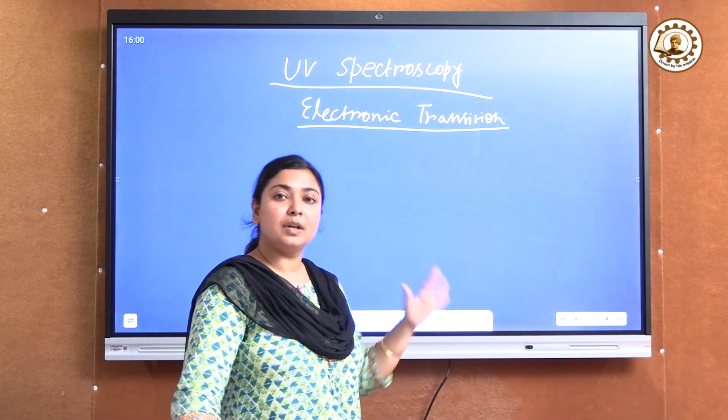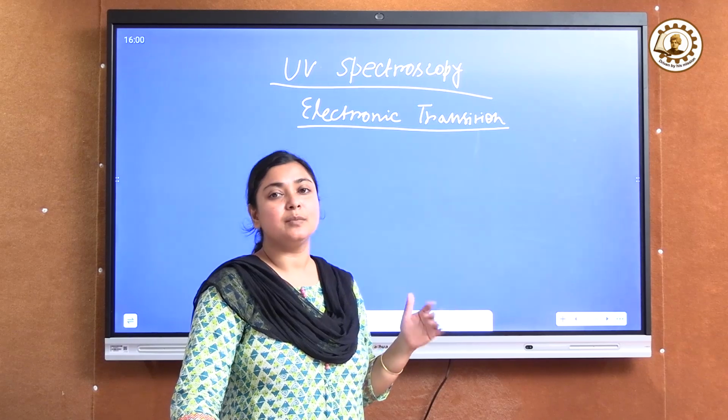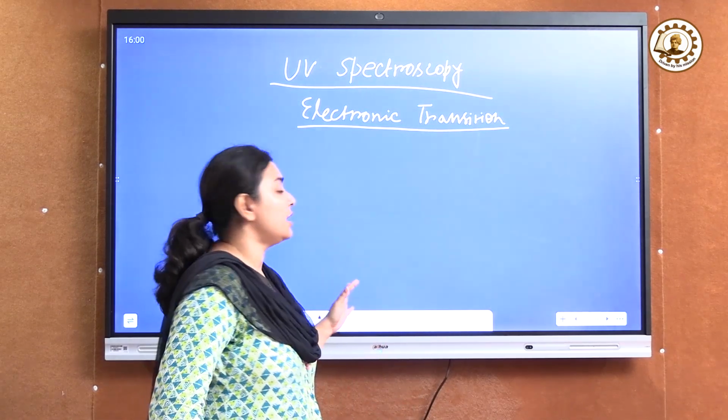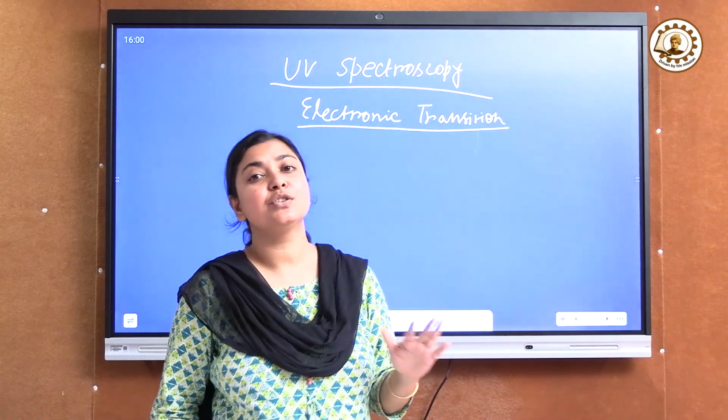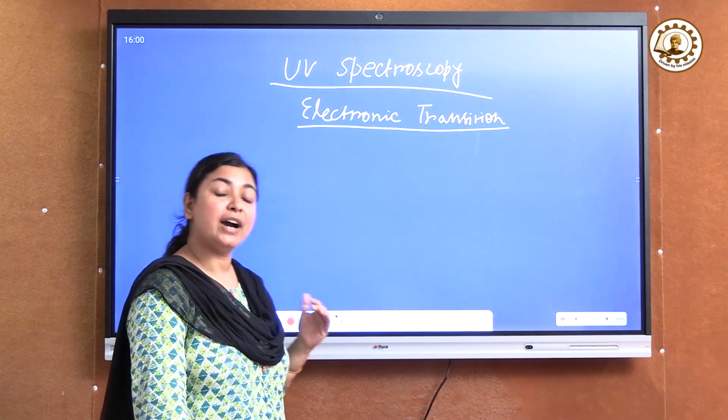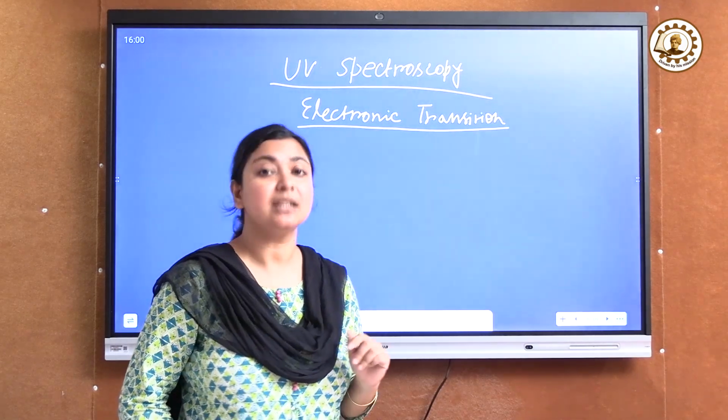Now, in the last class, we discussed Lambert-Beer's law, absorbance and transmittance. In today's class, we will be discussing electronic transitions. Before that, we need to know how many types of electronic levels there are.